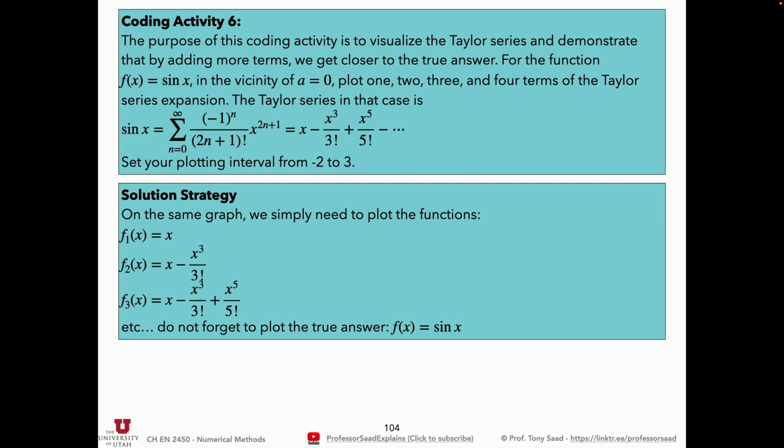Then the next approximation is going to be the first 2 terms, x minus x cubed over 3 factorial. That's a cubic, right? And then the third approximation is x minus x cubed over 3 factorial plus x to the 5 over 5 factorial. That's a polynomial of order 5. And we'll see how those curves look compared to the true function sine x, which we will also plot.